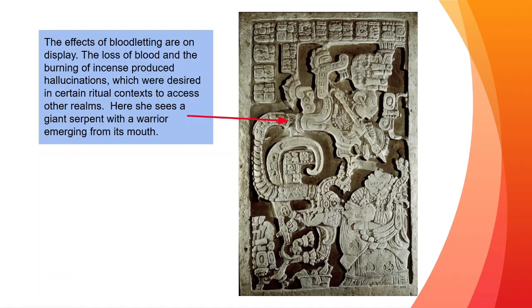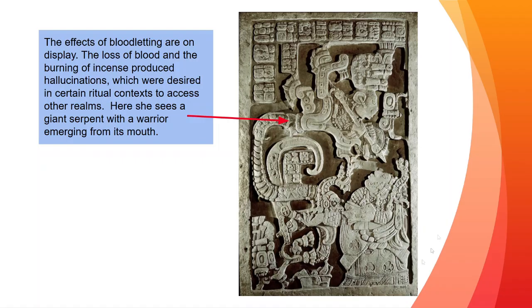This whole snake-like man, what's happening here is showing off what the hallucinations kind of look like. So the idea of these hallucinogenic, the incense burning, the lightheadedness from the blood. Lady Shook here is seen having a vision.